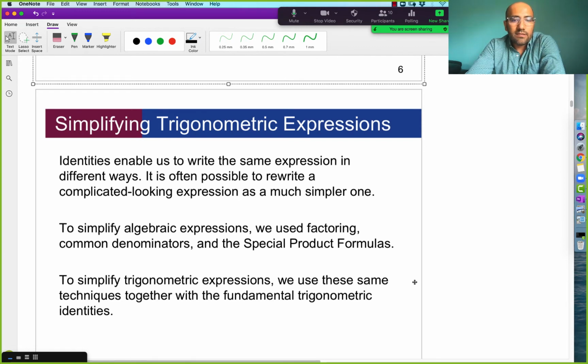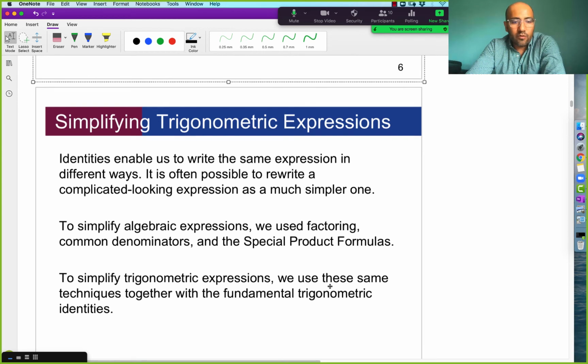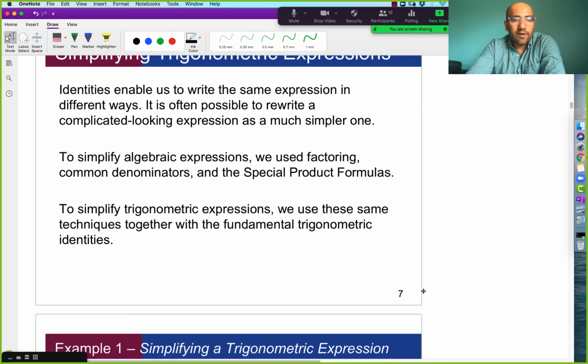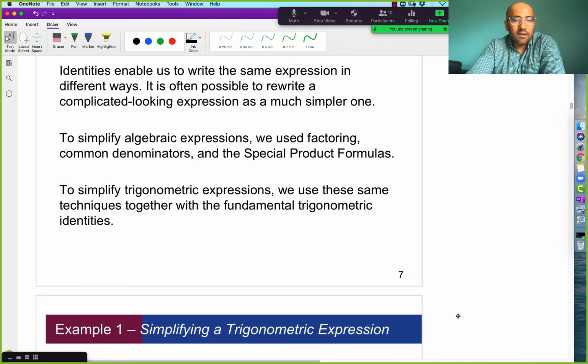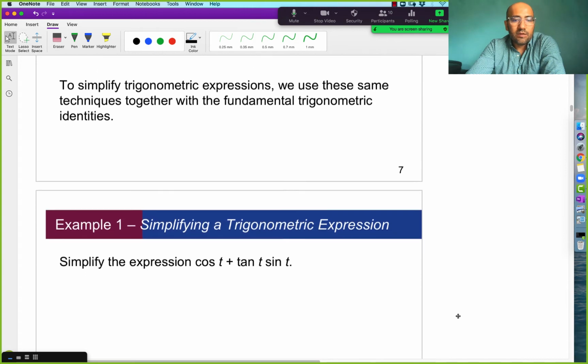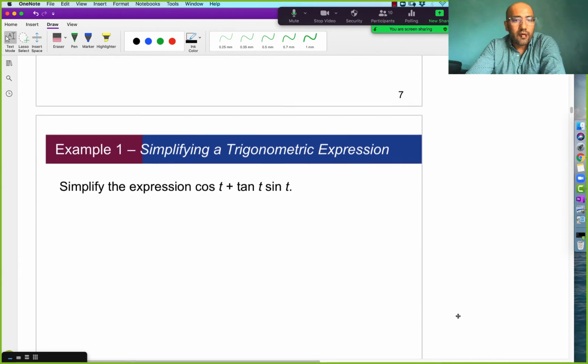Identities enable us to write the same expression in different ways. It is often possible to rewrite a complicated looking expression as a much simpler one. So that's one idea. We have to find a way to reduce it from a complicated statement to something a little bit simpler. To simplify algebraic expressions, we use factoring or common denominators or special product formulas. And to simplify trigonometric expressions, we use these same techniques together with fundamental trigonometric identities.